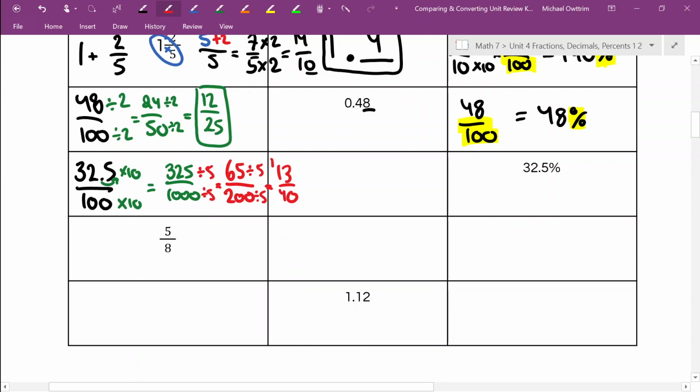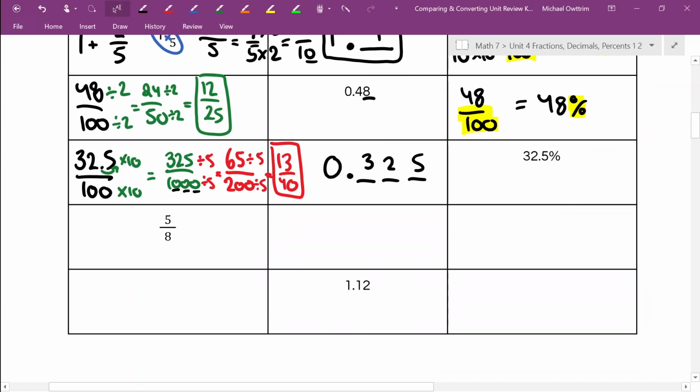Okay, and 13 being a prime number, that is our simplest fraction. I'm going to take my 325 out of 1,000. Since it's out of 1,000, we get 3 places after the dot with our 3 zeros. And we fill in our 5, 2, and 3. 0.325 is our decimal.